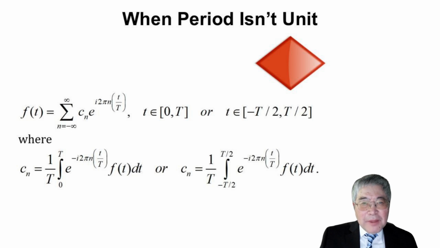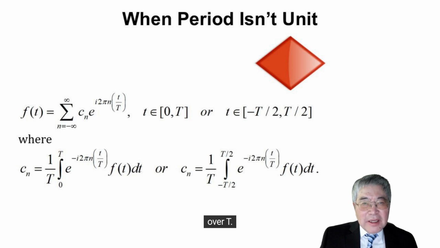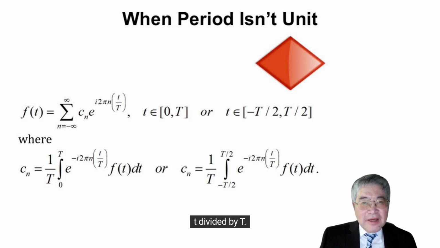So the Fourier series becomes f of t equals the sum over all n from negative infinity to infinity of Cn times e to the power i 2 pi n t over T. Let me say that again more slowly. We write the function f of t as the sum of Cn times e raised to the power i times 2 pi times n times t divided by T. Now what about the coefficients?